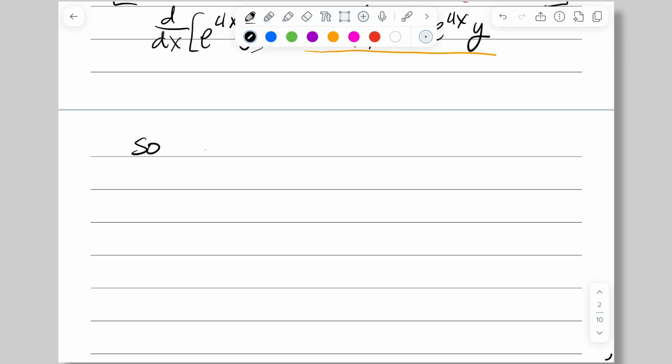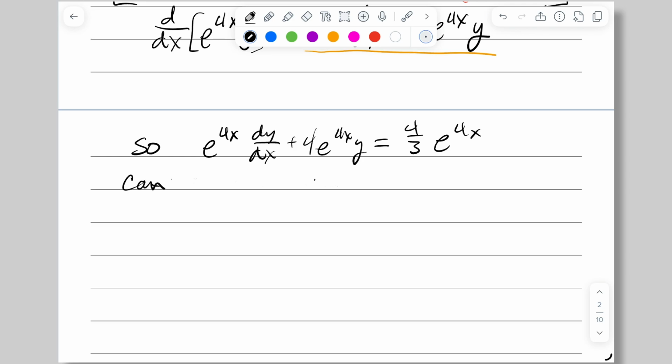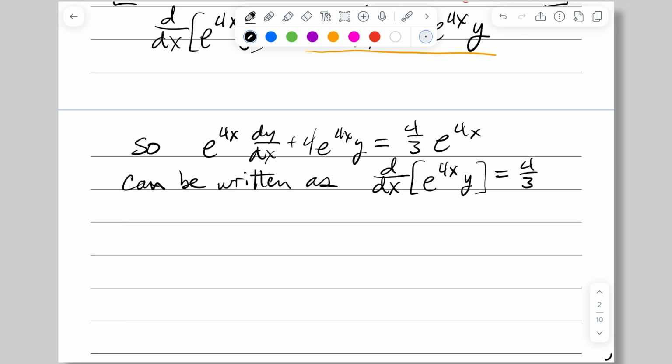So, the equation that we have, e to the 4x dy dx plus 4e to the 4x y equals 4/3 e to the 4x, can be written as the derivative with respect to x of e to the 4x times y equals 4/3 e to the 4x. Where what we've done is interpreted the left-hand side as the derivative of a product.